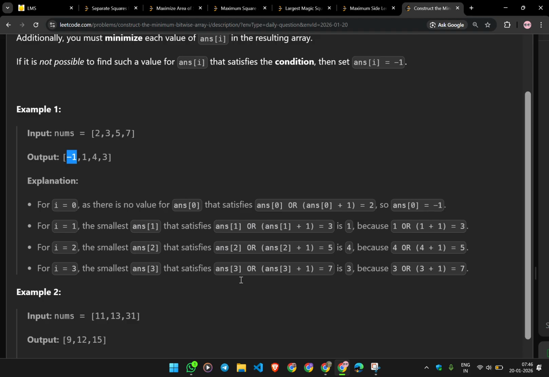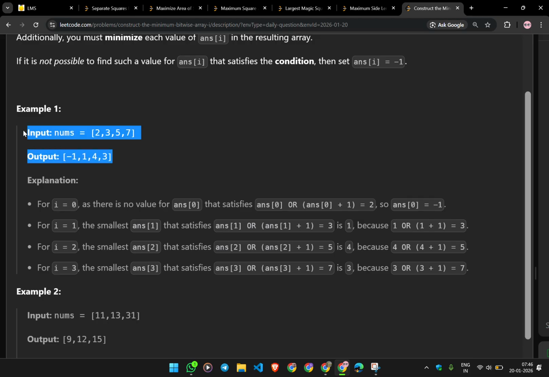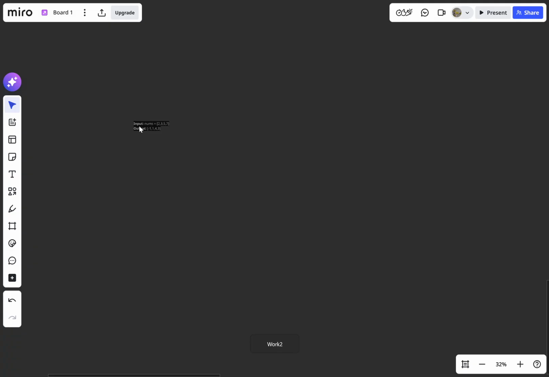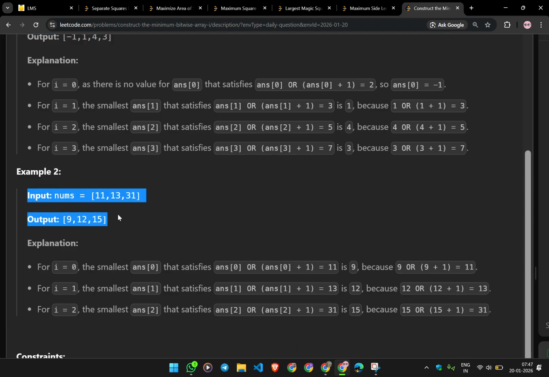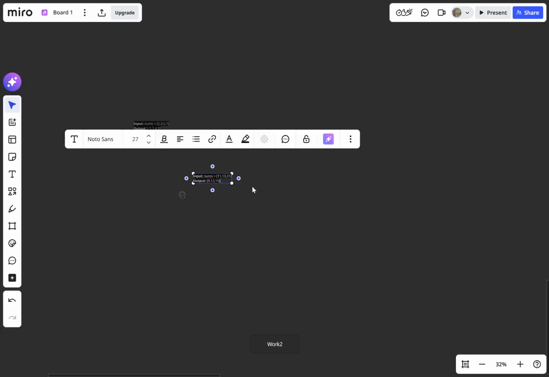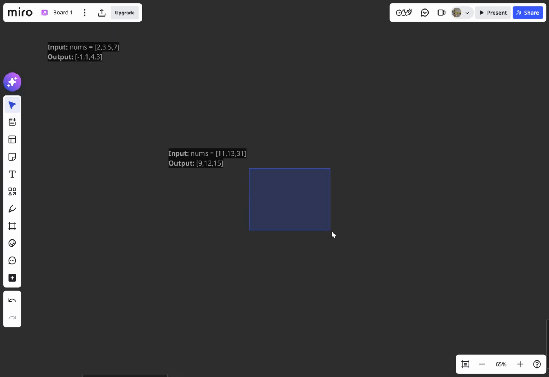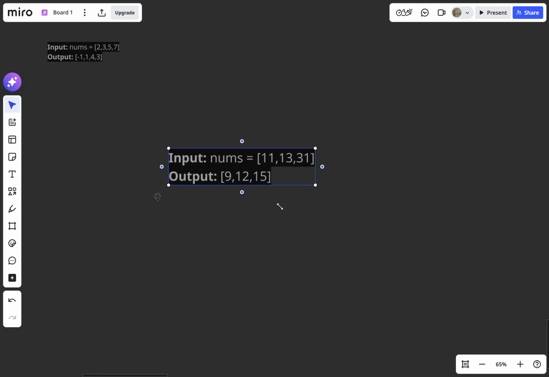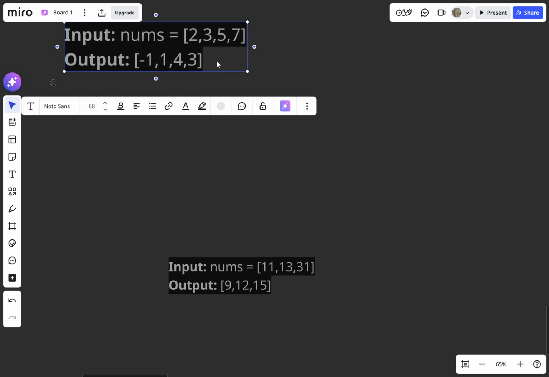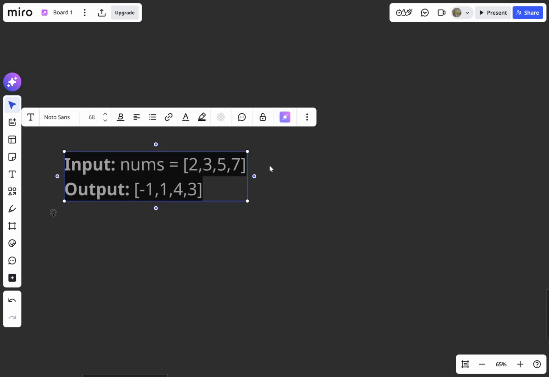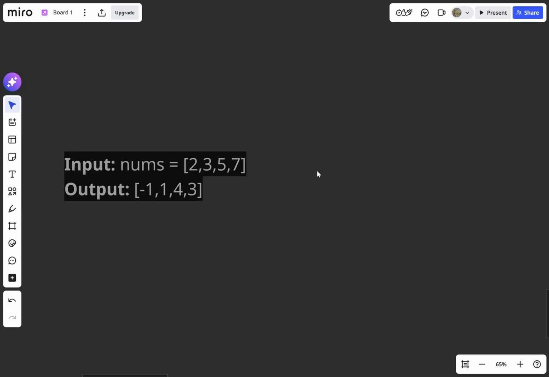Okay, let's see what the examples are saying. Just take this one first. Now 2, 3, 5 and 7 are given to us. Output is minus 1, 1, 4 and 3.